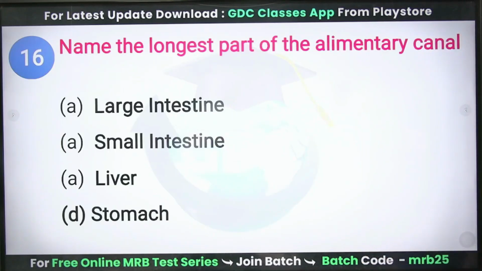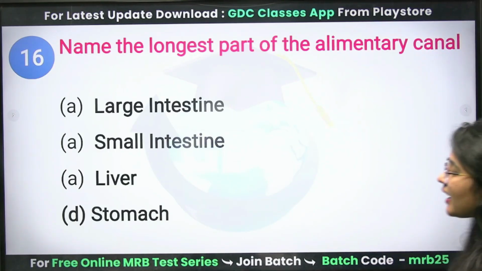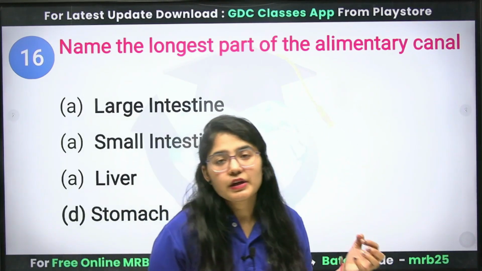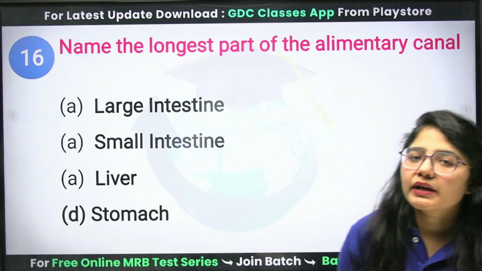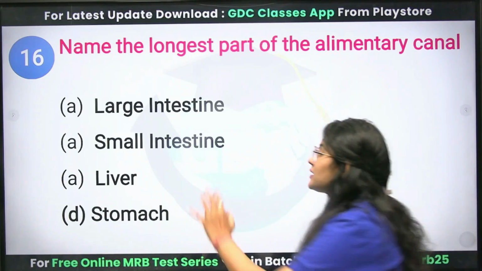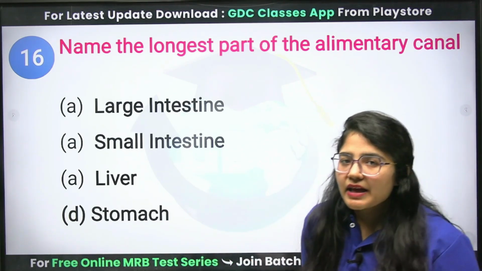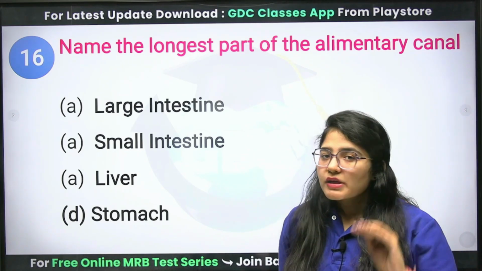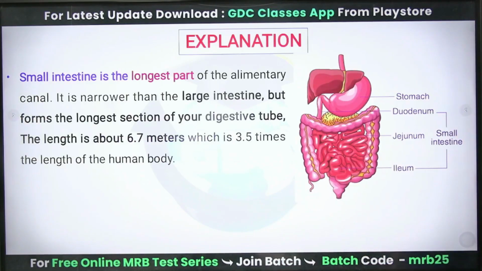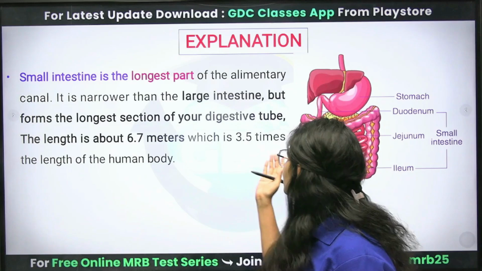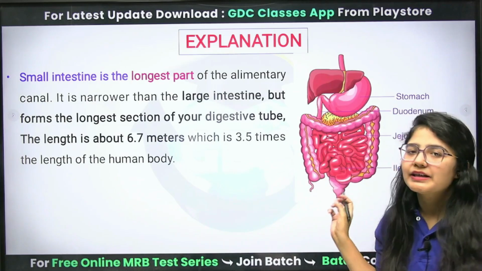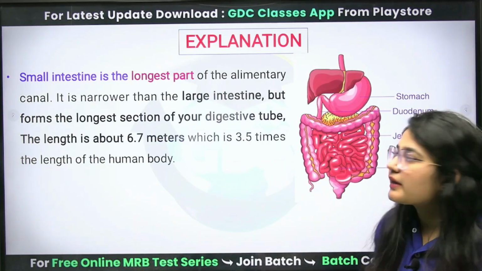Next question. Name the longest part of the alimentary canal. Many students still think that the esophagus is the longest part of the digestive system, but no. The longest part of your alimentary canal is your small intestine. As its name indicates, it is small, but it is not small in size. It is 3 to 5 times the length of a human body, and 6 to 6.7 meters is the length of your small intestine. Clear?